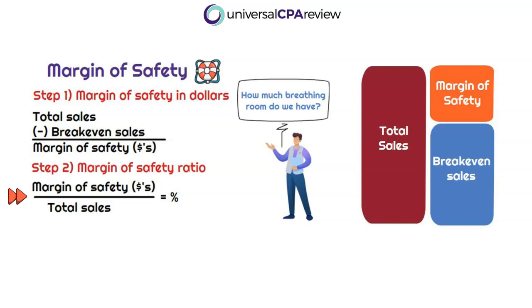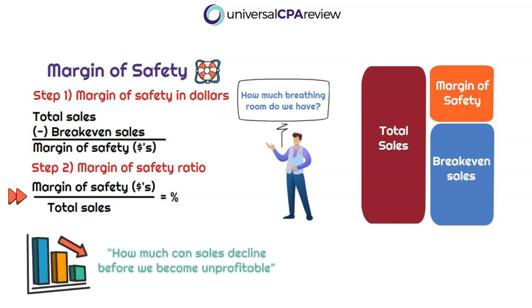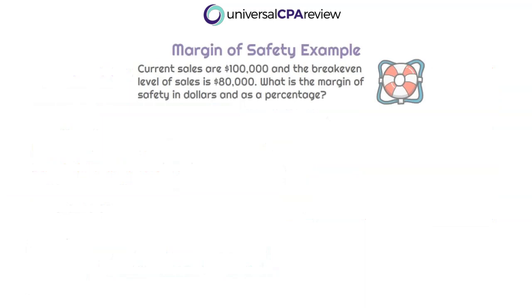So we just take margin of safety in dollars and divide into total sales, and that gives us a percent. And as you'll see in this example, right, it basically shows you how much sales can decrease as a percentage before you hit that break-even point. So very important to understand the formulas, but we're going to learn how to interpret this right now. So as you can see in our example, it says that current sales are 100,000 and the break-even level of sales is 80,000. So what's the margin of safety in dollars and as a percentage?